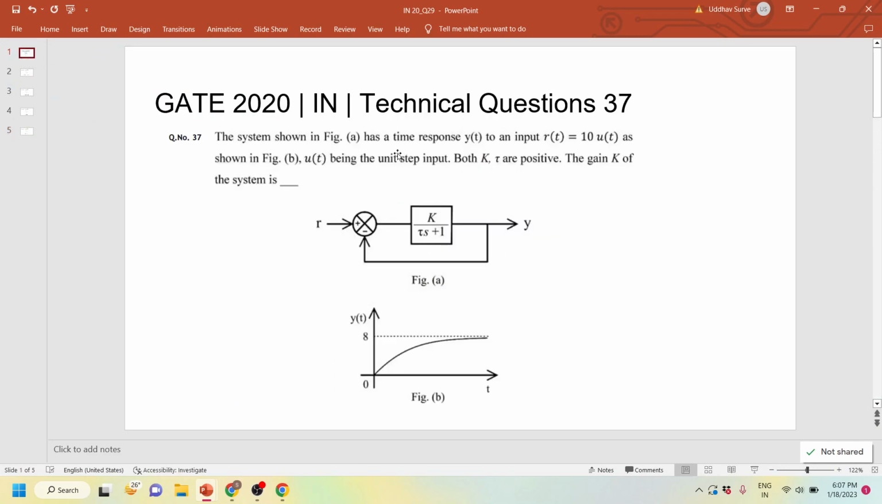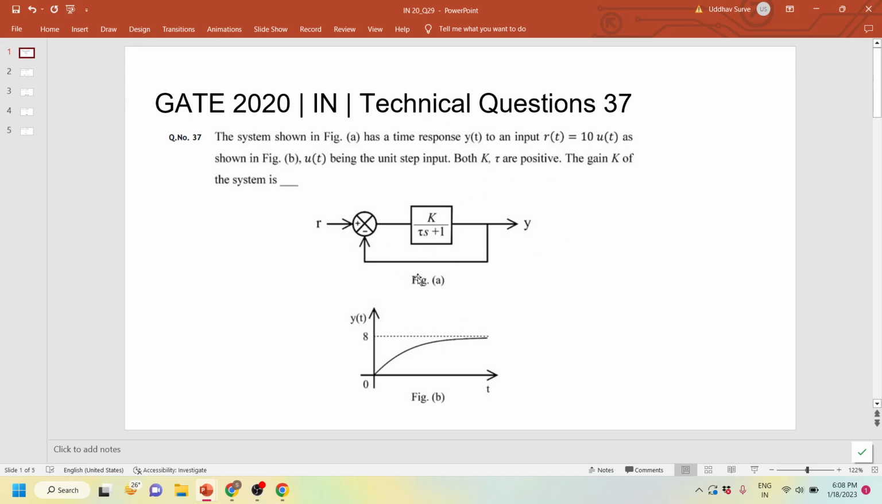This is again a question from control systems, GATE 2020 instrumentation, technical question 37. So the system shown in figure A has time response y of t to input r of t equal to 10 u of t. Basically it is a step change of 10 units as shown in figure B, and u of t being the unit step input. Both k and tau are positive. The gain k of the system is, so this is the system, r of t is given as 10 u of t, and y has to follow that, but y is following only till 8.